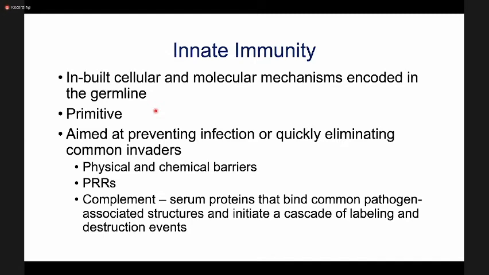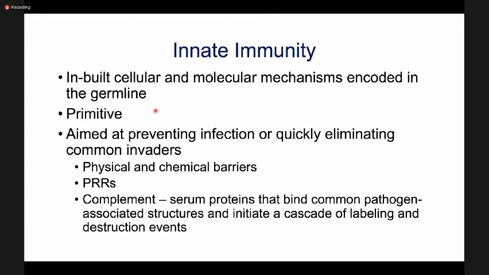The other important aspect that we'll describe further is the innate immunity. As I've already alluded to, this is what is inbuilt and already encoded in the germline. It's already present, so it's usually the first responder. It's very primitive, it doesn't become specialized with time. It doesn't become more effective with time. But the importance of the innate immune response is to prevent infection immediately or quickly.